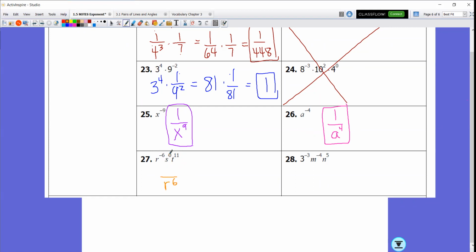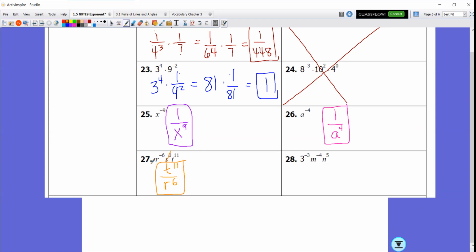And we talked about this in the beginning. What is anything raised to the zero power? 1. Yay, 1. So we don't even need to worry about that. That's just 1, and 1 times anything is just whatever that is. This t to the 11th power is positive, so that's going to be my numerator here. T to the 11th. That's how we rewrite that, okay? Negative exponents go down below and then they're positive and happy, and positive exponents will stay on top. If that makes sense, hopefully it does.